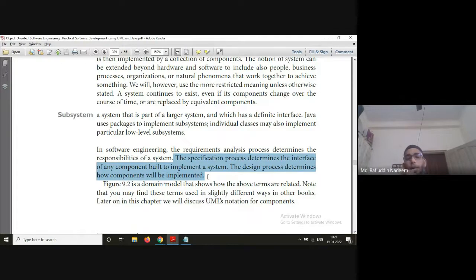In requirements gathering, you are specifying what components are required to run the system. Now, in design, you are telling how they are implemented.